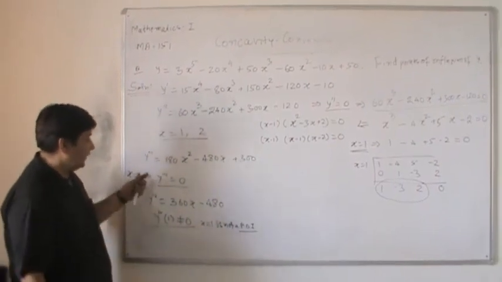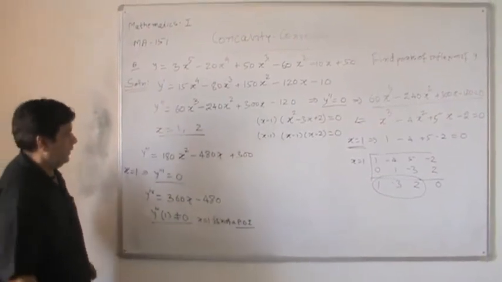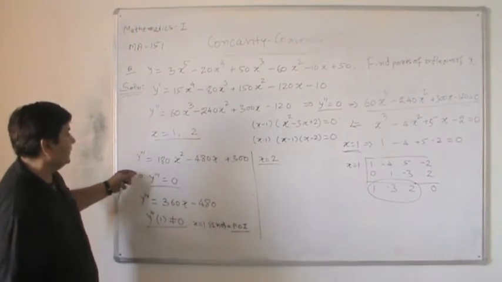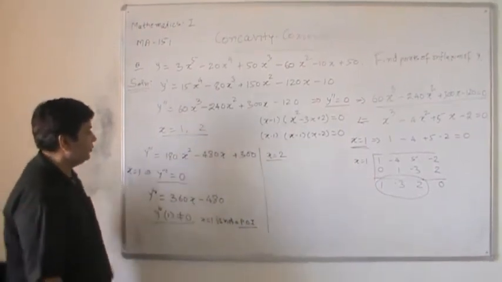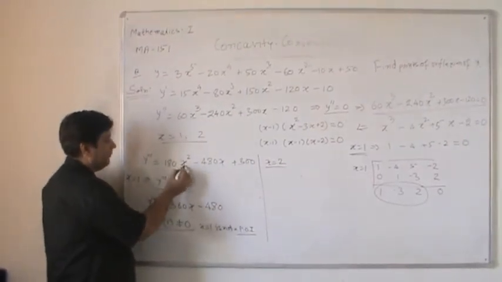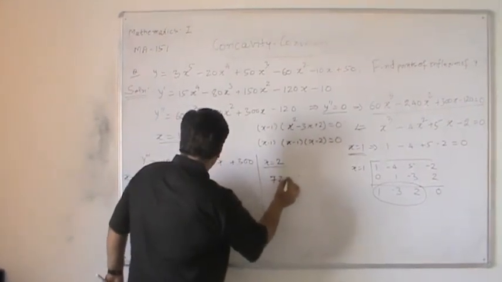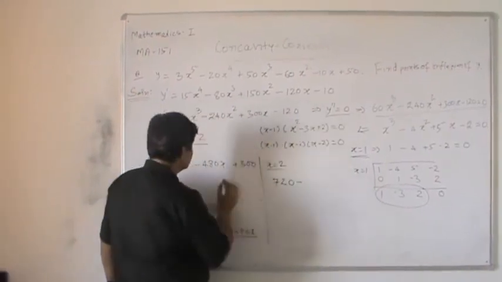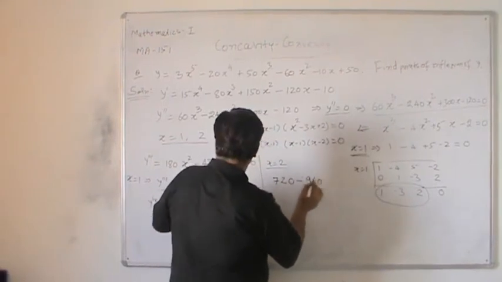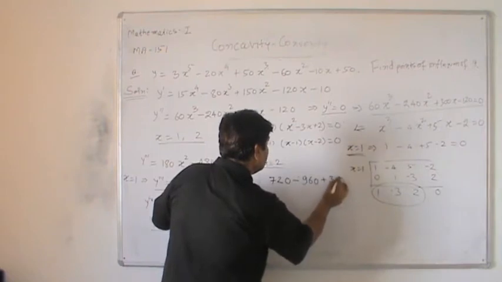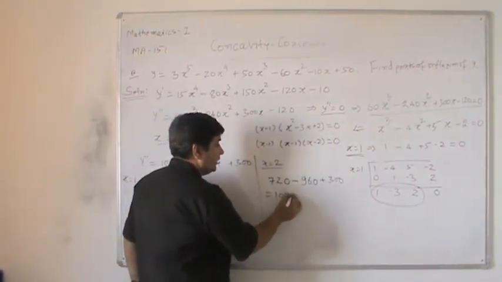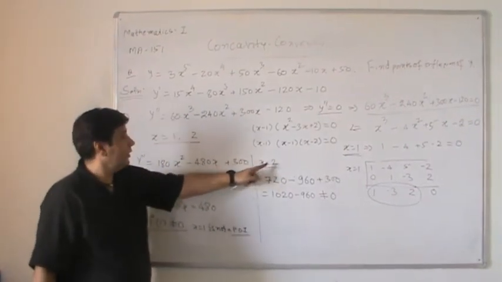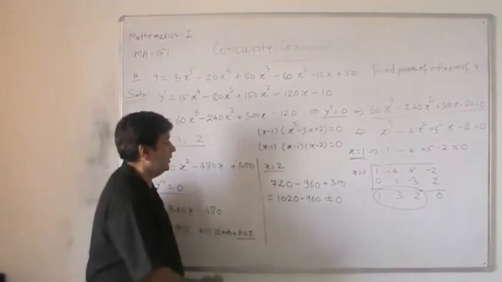So at x equal to 1, either the curve is concave upward or concave downward, so it is not a point of inflection. Now we check x equal to 2. If you check for x equal to 2, you will find that the third derivative at x equal to 2 is non-zero. Because if you put x equal to 2 here, you will have 720, because 180 into 4 is 720, minus 960, plus 300. So you will get 1020 minus 960, which is not equal to 0. So the third derivative is not equal to 0 when x is equal to 2, and the second derivative is 0 when x equal to 2. Therefore, x equal to 2 is a point of inflection.